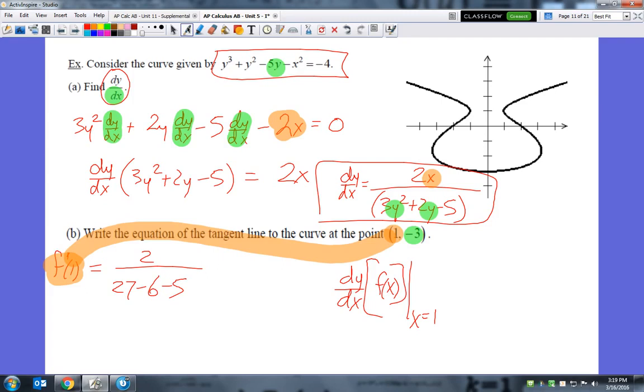So 27 minus 6 is 21. Minus 5 more is going to be 16. So you have 2 over 16. So you have 1 over 8 as your slope. So that's the slope at that (1, -3) point.